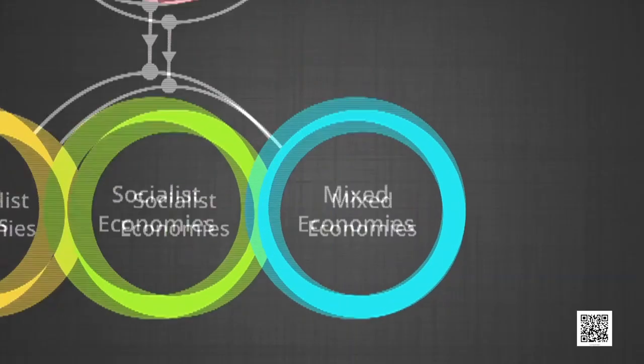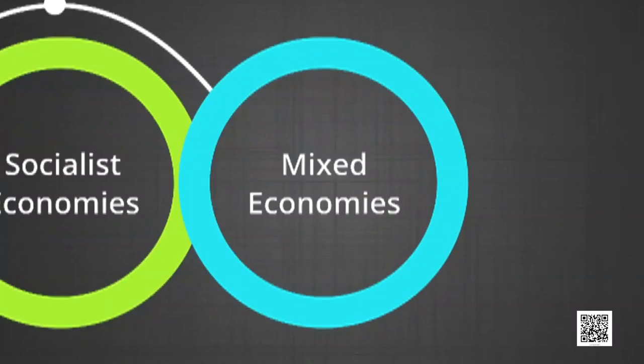The erstwhile Soviet Union was a socialist economy. The third kind is a mixed economy. In these economies, the means of production are only partly owned privately. The government owns a significant share of them as well. This means some decisions are taken by the government and some decisions are left for the market. India is considered a mixed economy.